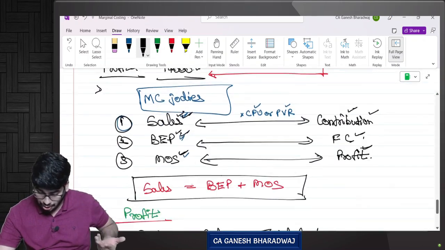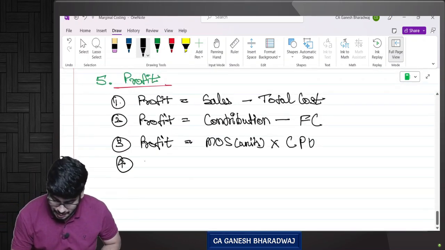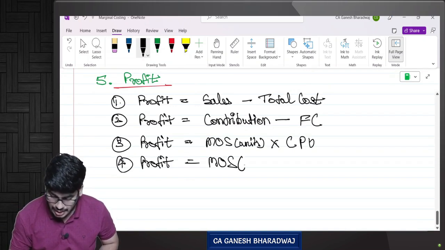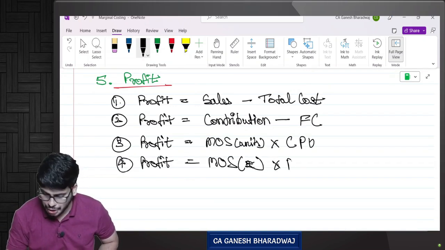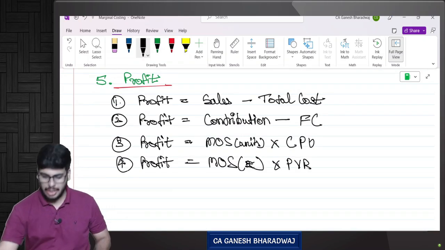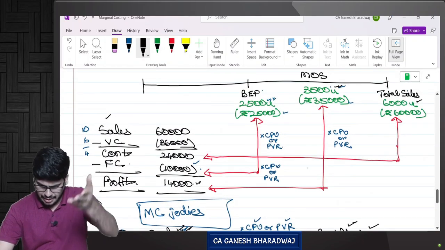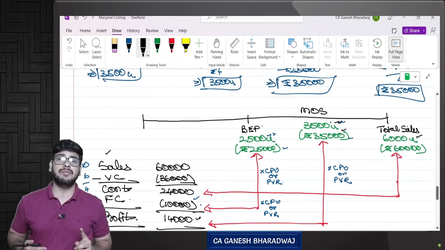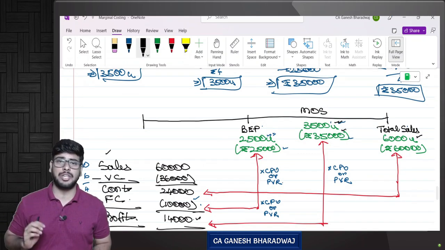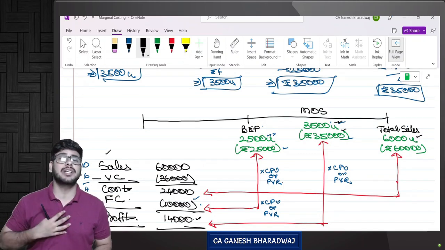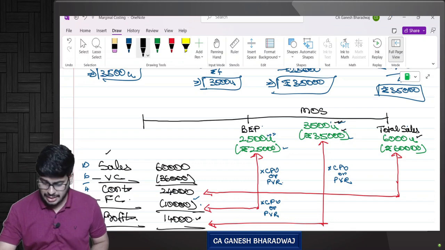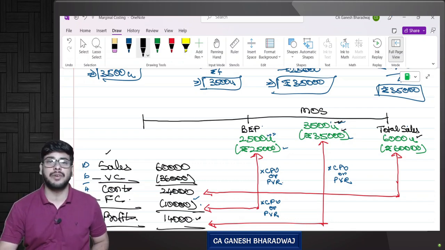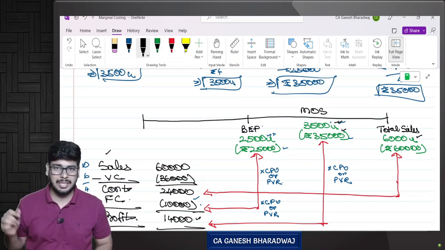Yes, or can I say profit is equal to margin of safety in rupees, that is in value, into PV ratio? Correct or not? In our example, what is our margin of safety? 35,000. Yes, what is the PV ratio? Every time I make sales worth rupees 100, I generate a contribution of how much? 40 rupees. Or in other words, if I made a margin of safety, that extra sale was worth 35,000 rupees into 40%, how much was that?